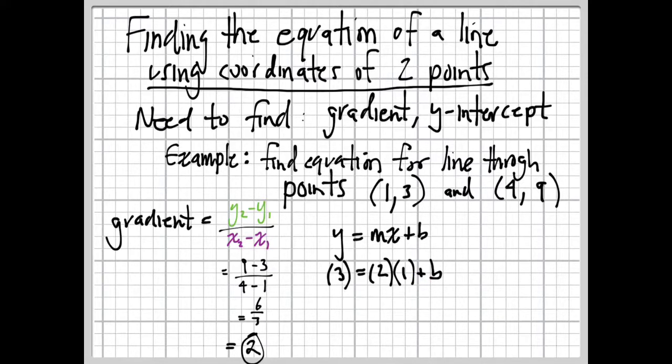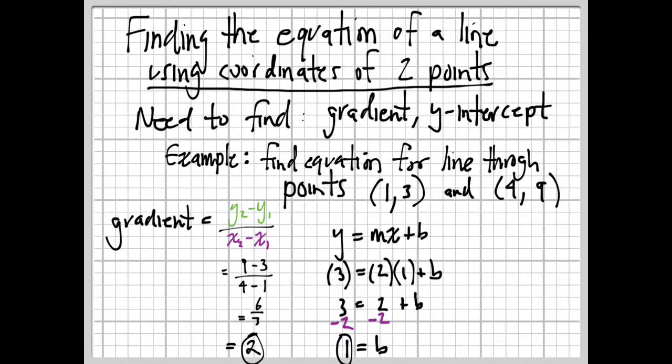Now all we need to do is evaluate this, simplify it, and we'll find what b is equal to. So 2 times 1 is, of course, 2. So we rewrite the 2 times 1 as just 2. And then to get b by itself, we're going to subtract 2 from both sides. And we get 3 minus 2 is 1, and so b equals 1. That is our y-intercept for this line.